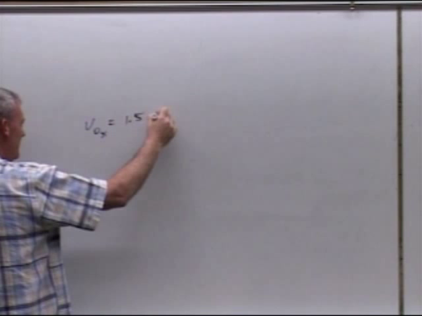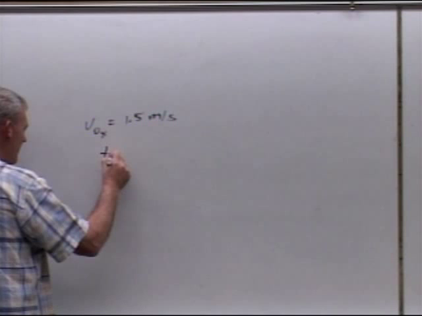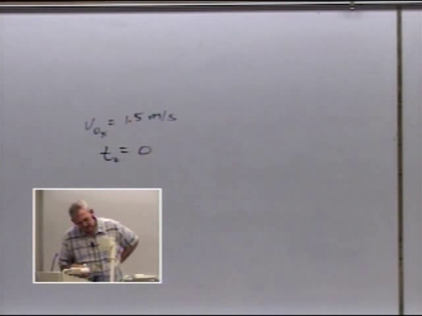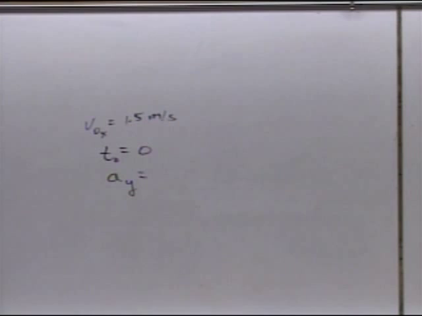The problem says this. Suppose that a ball has an initial velocity in the x direction, v naught x equals 1.5 meters per second. Now that's in the x direction. And it starts rolling at t naught equals 0. The initial time is 0. And then all of a sudden it experiences an acceleration in the y direction of positive, I think they say, 2.8 meters per second squared.